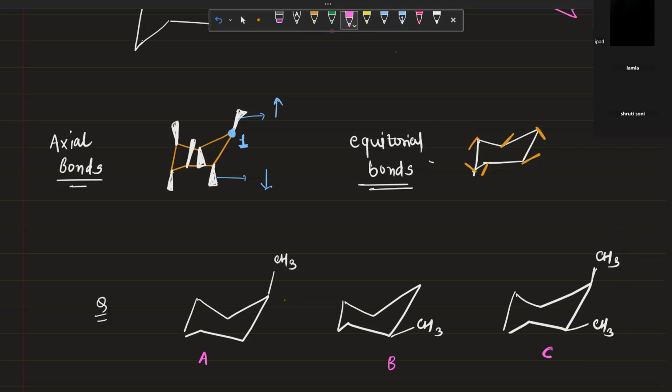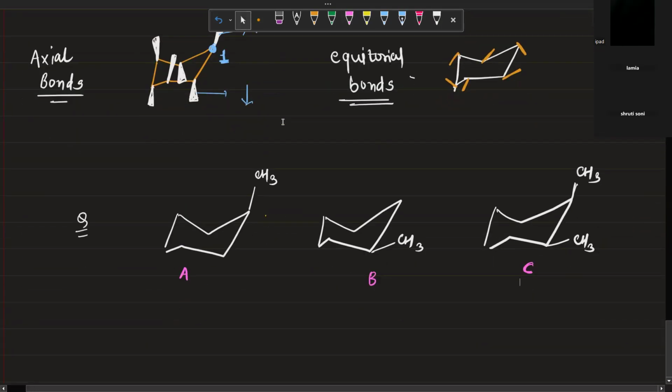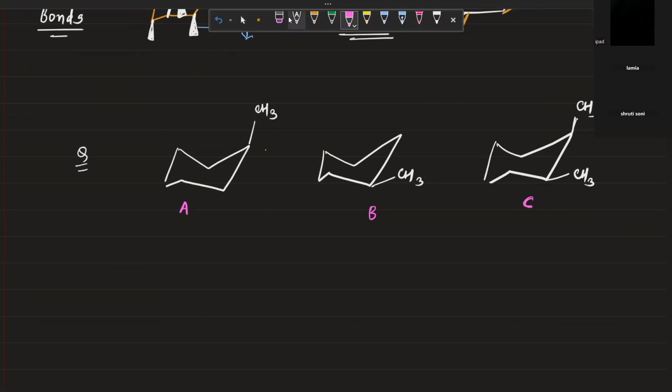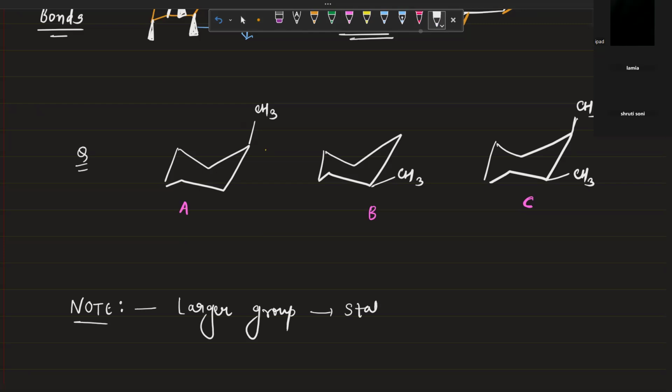Equatorial. See, bonds are not stable; the atoms or the groups attached to them are. Majorly, the larger size groups are stable on equatorial bonds. Can you say that again? I wanted to write notes on what you're saying. Larger group stable on equatorial position.